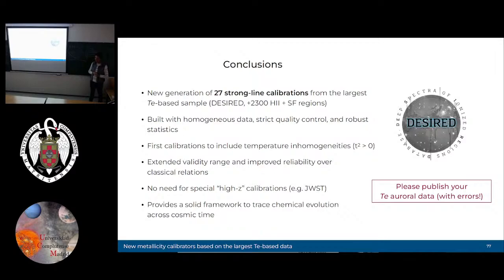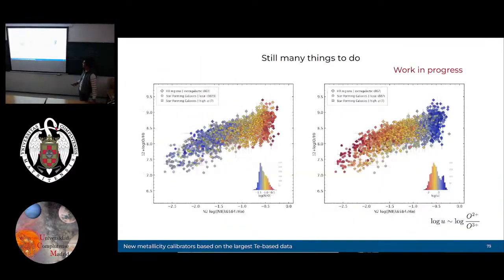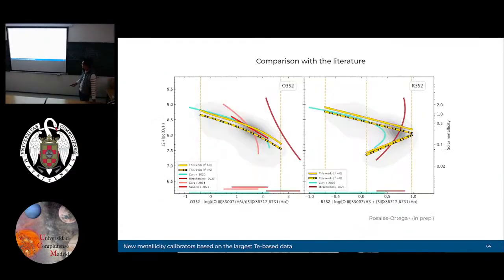Questions for Fabian? Where does this data come from, this DESIRED sample? From 225 publications. But how many telescopes? Dozens of telescopes. I mean, we have publications from many telescopes, as you can see in the histogram.